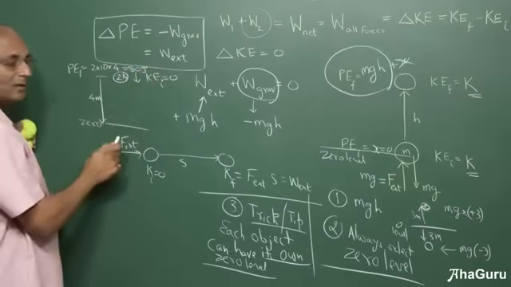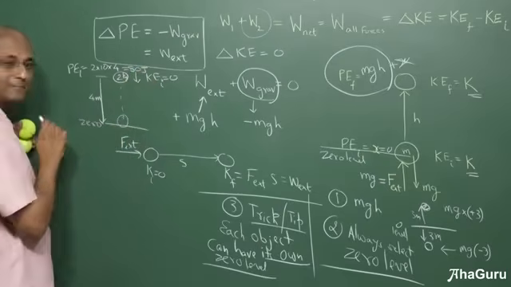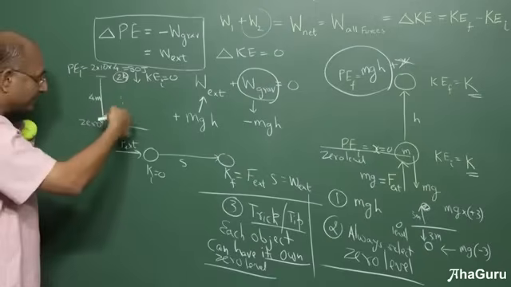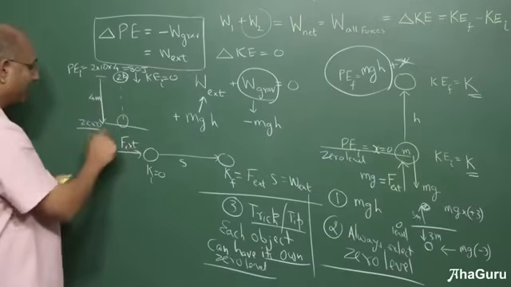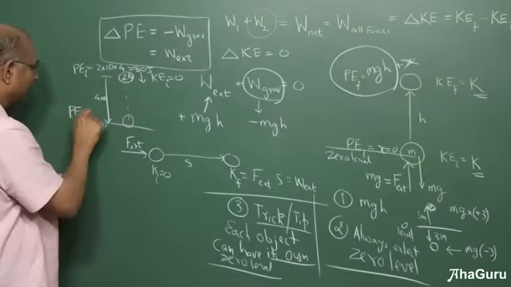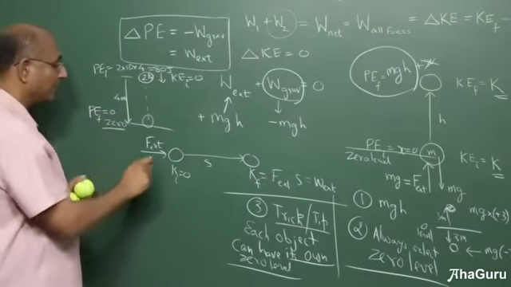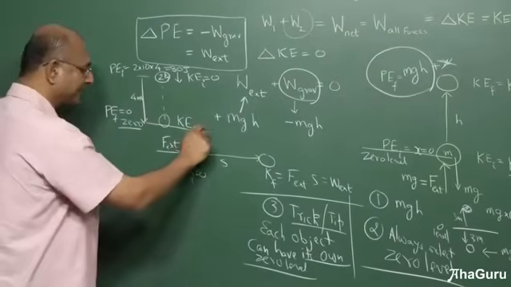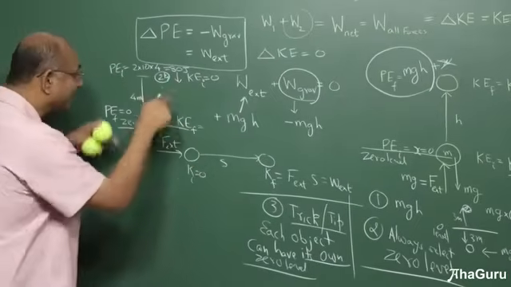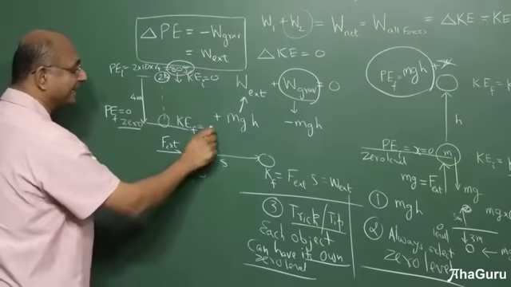When this fellow comes here, its potential energy has become 0, because height above zero level is 0. So potential energy has become 0. But it gets a kinetic energy. We will study this more carefully. But how much kinetic energy does it get? It will get exactly this kinetic energy.